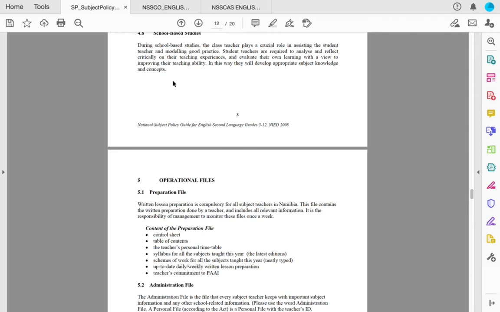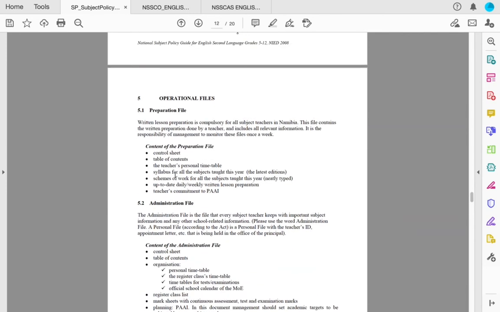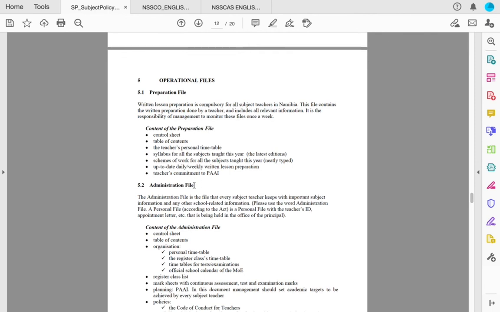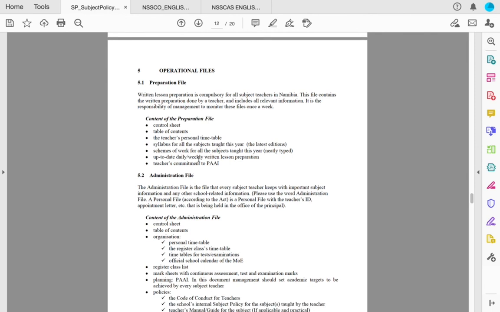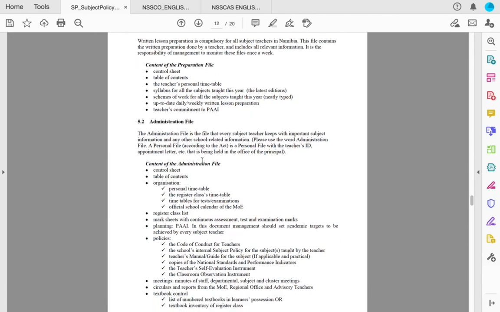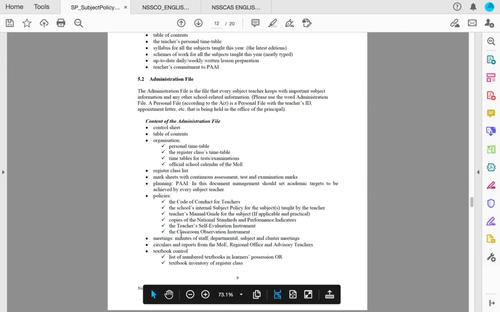Now we are moving on to the last aspect, which is preparation files. We have got 5 files that you need to have. Here we've got a preparation file. Everybody needs to have a preparation file, and these are the components, the content that needs to be included, like daily lesson plans. They need to be there. And then we've got the administration file, and these are the components or documents that need to be in there.